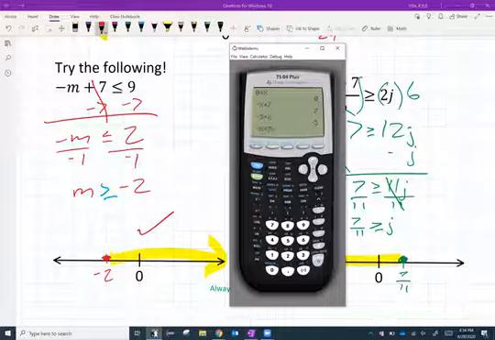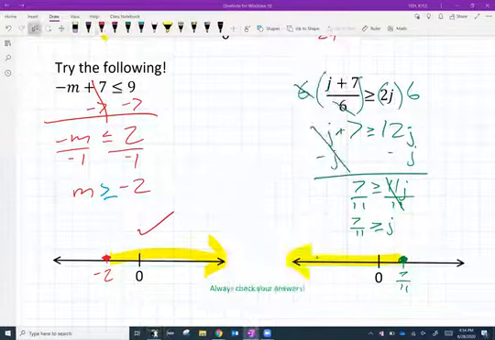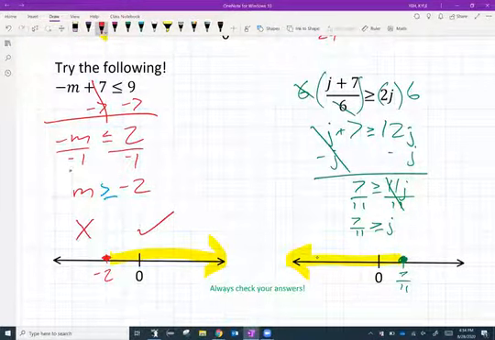Now I have a new x value. I want to see if this is a true statement. I'm kind of hoping it's not. I got 10. Is 10 less than or equal to 9 plugging into the original? No. So negative 3 did not work. This answer is looking good.